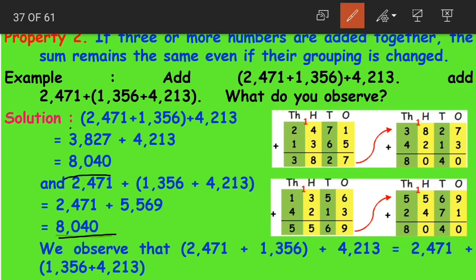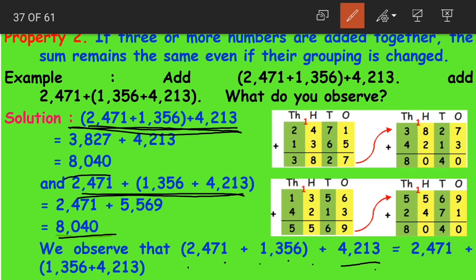So what can we say? We can say that 2471 plus 1356 plus 4213 is equal to 2471 plus brackets open 1356 plus 4213. Yes children, we got the same answers, right?